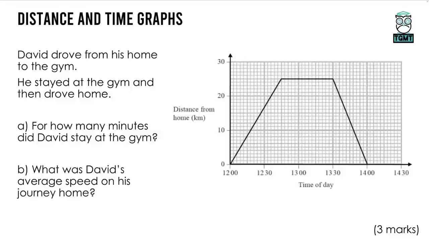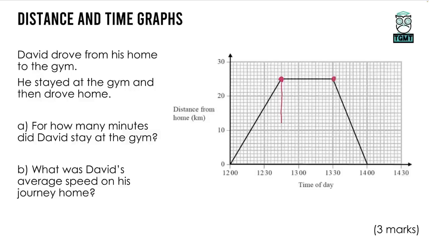We may also have to deal with speed and time on a distance time graph. This one here says David drove from his home to the gym. He stayed at the gym and then drove home. Part A here is relatively nice. It says how many minutes did David stay at the gym? We just need to make sure we read it really accurately. So where he stays at the gym is this flat line here where he hasn't travelled any distance.